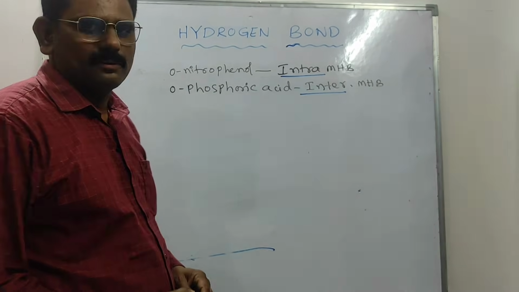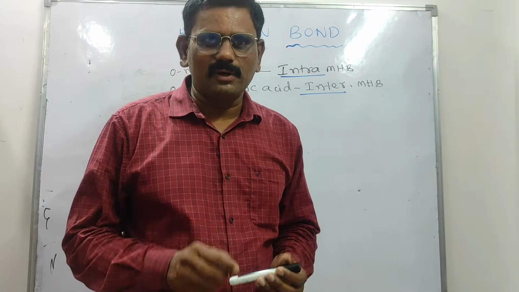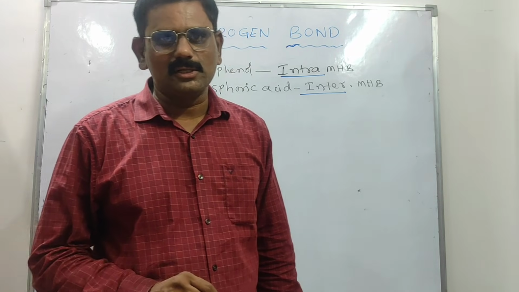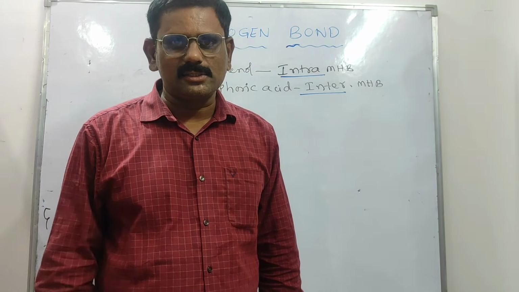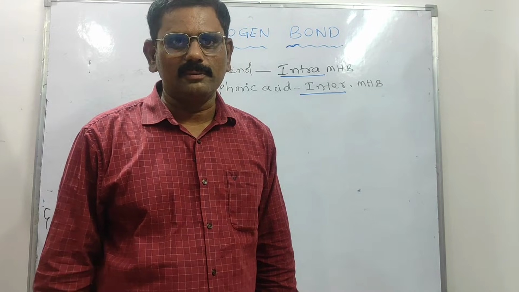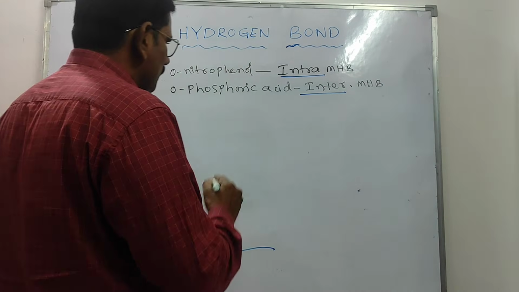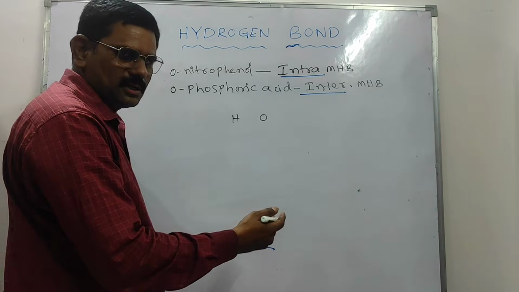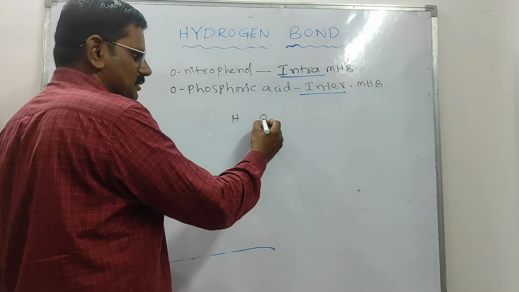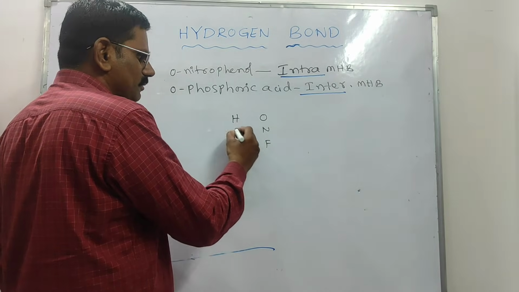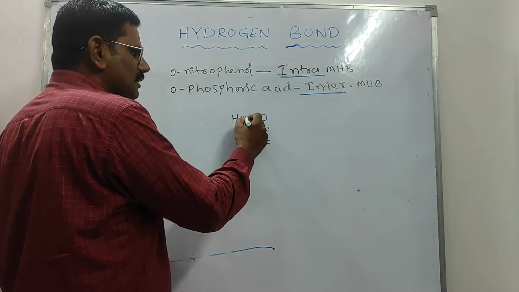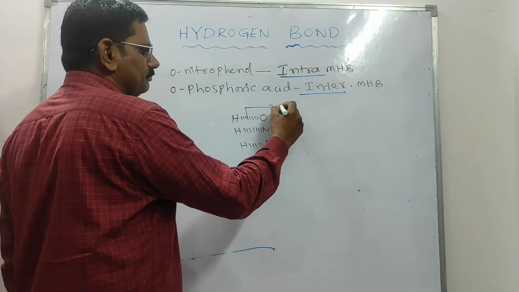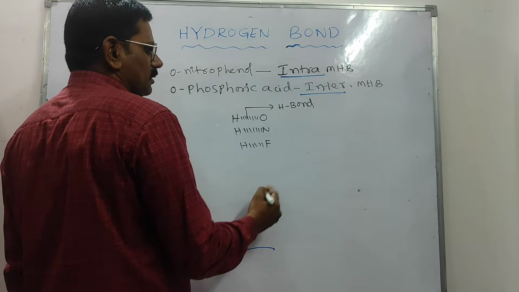So what is hydrogen bond? Hydrogen bond is defined as an electrostatic force of attraction between positively charged hydrogen and highly electronegative atoms such as oxygen, nitrogen, fluorine. Whenever hydrogen comes close to highly electronegative atoms such as oxygen, nitrogen and fluorine, an electrostatic interaction will develop. That interaction is said to be hydrogen bond.